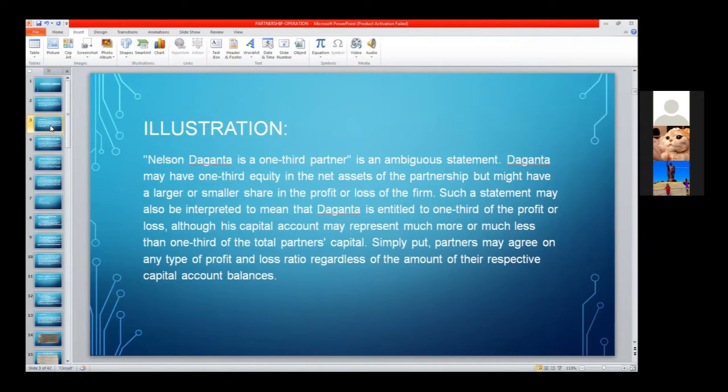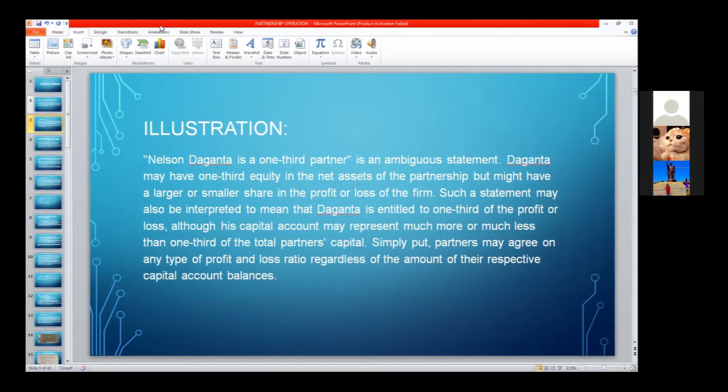Now, here is an illustration. Nelson Daganta is 1/3 partner is an ambiguous statement. Daganta may have 1/3 equity in the net asset of the partnership but might have a larger or smaller share in the profit or loss of the firm. Such a statement may also be interpreted to mean that Daganta is entitled to 1/3 of the profit or loss, although his capital account may represent much more or much less than 1/3 of the total partners' capital.